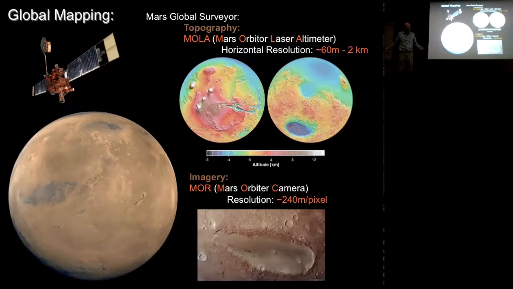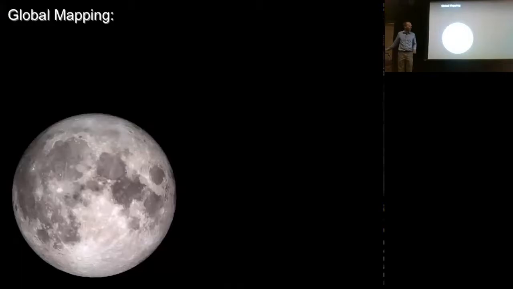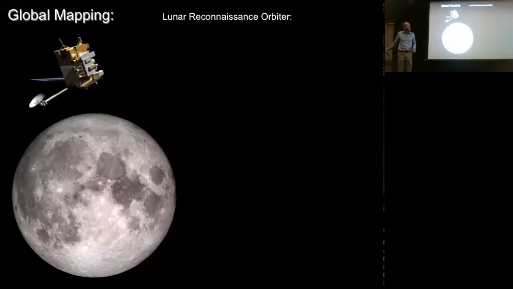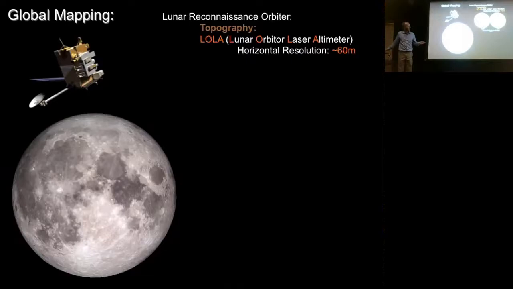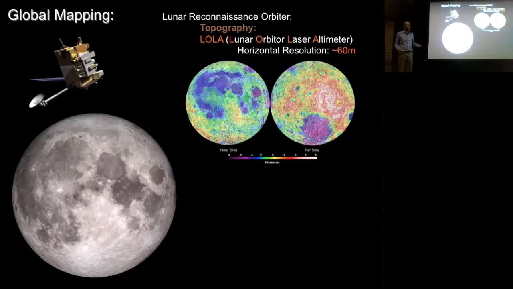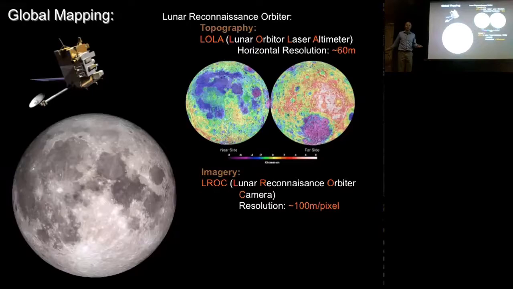All right, here's your chance. What's that? Moon. Yes, it is the moon. This is our closest neighbor. And the moon has also been mapped with a lunar reconnaissance orbiter. And again, we can go through the same exercise. There's a laser altimeter that gives us an elevation model of the moon. So we know what the topography of the moon is. And we've also photographed the entire surface of the moon at a resolution of 100 meters per pixel for the entire lunar surface. Okay, and there's an example.